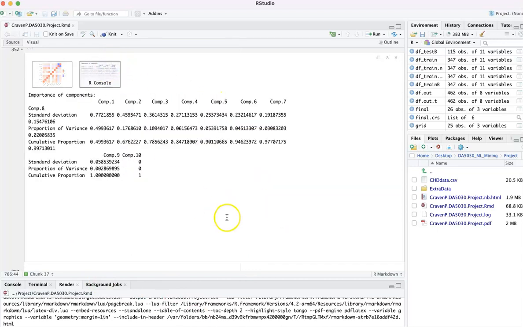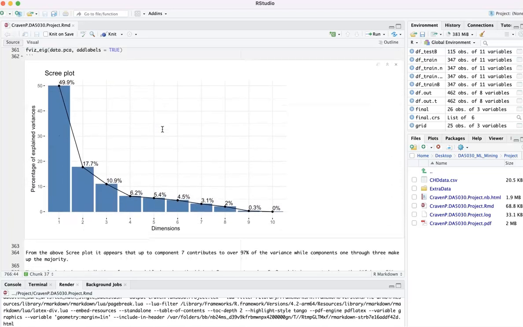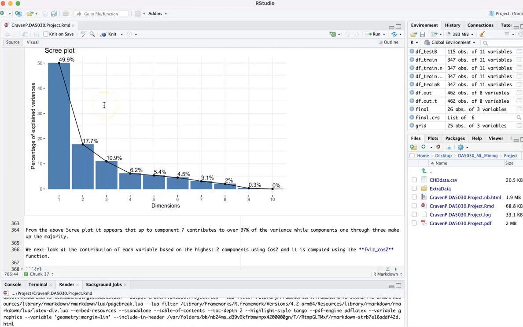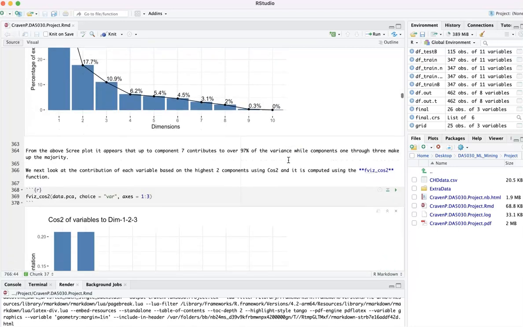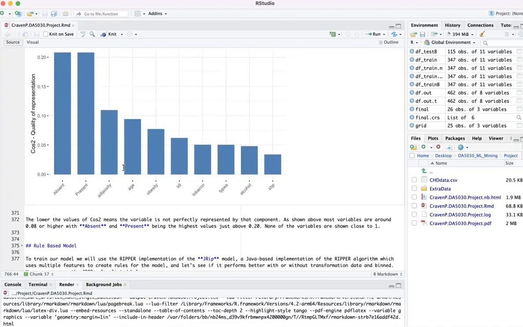And if we look at the components here, we can see about 50% of variance is due to component 1, and then around 18, and then around 11 for component 3. The scree plot also shows that the first 3 components are the strongest contributors to the variance of the data. And COS2 variables for dimensions 1 through 3, you can see that the absence, present, adiposity, age, and obesity were the highest values for that.